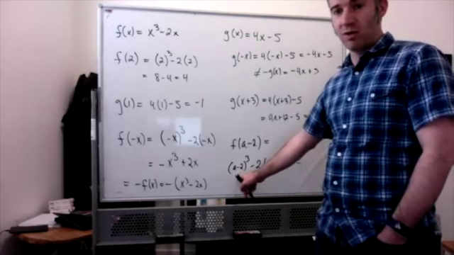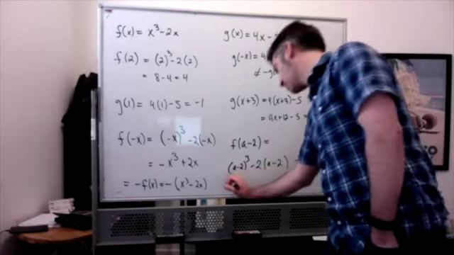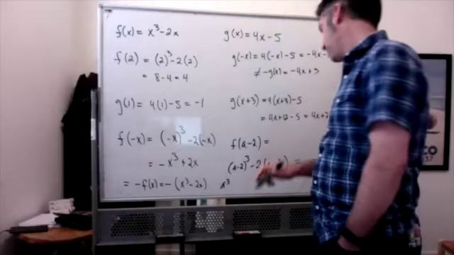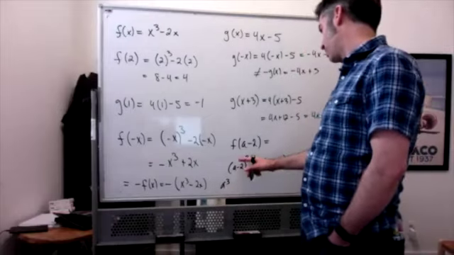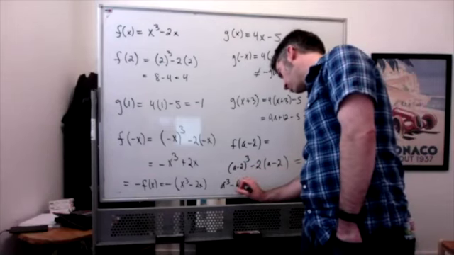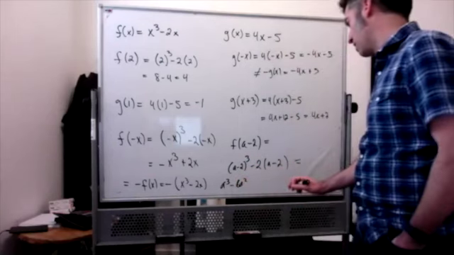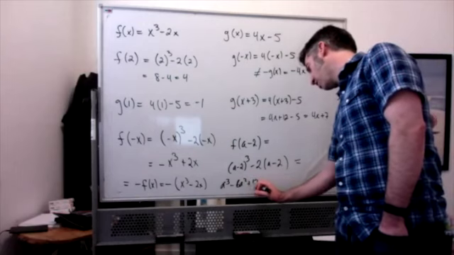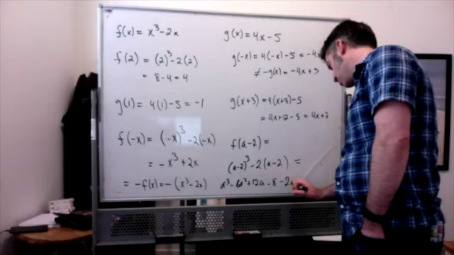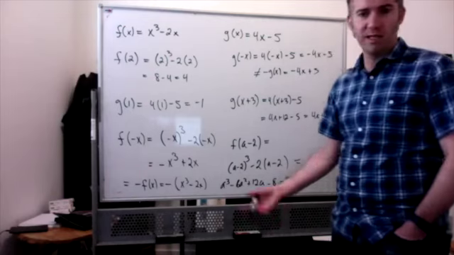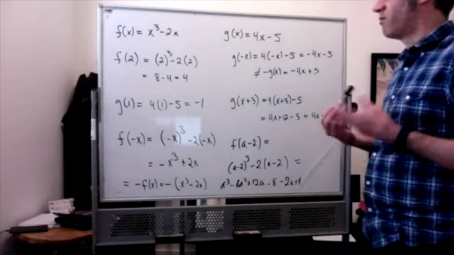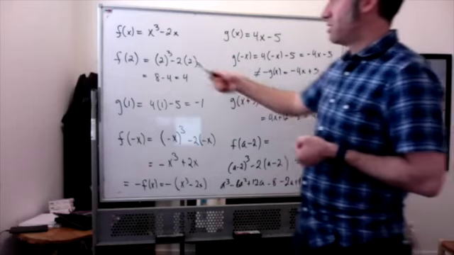a minus 2 cubed, I'm just going to tell you what it is. It's a cubed plus 3a squared times negative 2, so minus 6a squared. And then plus 3a times negative 2 squared, so plus 12a minus 8. And then minus 2a plus 4, which we could then simplify further. Not the point.